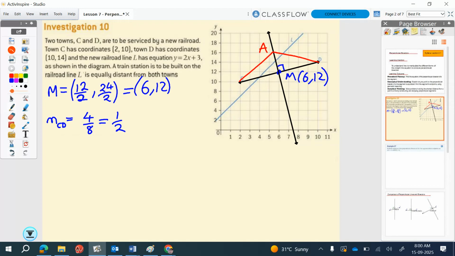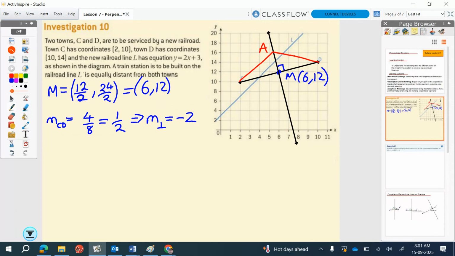This gives us the gradient of the line CD, and we want the equation of the line that's perpendicular to that. So we need to find the negative reciprocal to get the perpendicular gradient. So this implies that the gradient of the perpendicular is going to be the negative reciprocal. It's going to be -2.